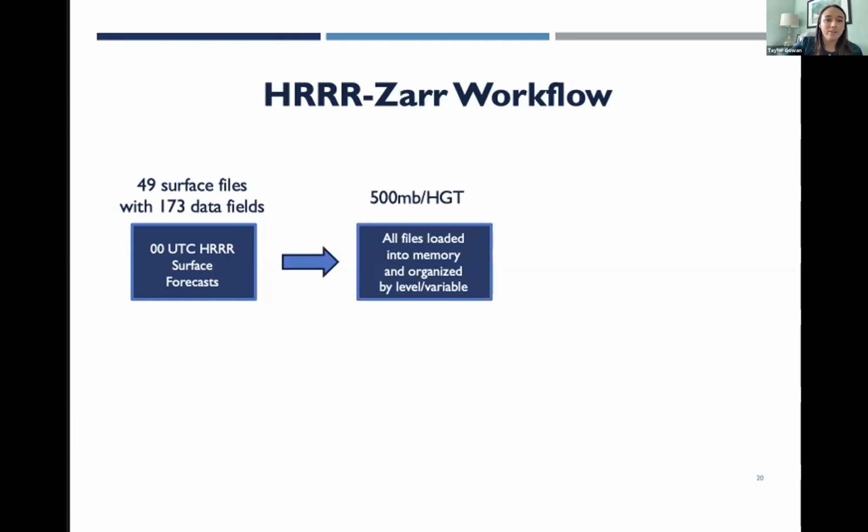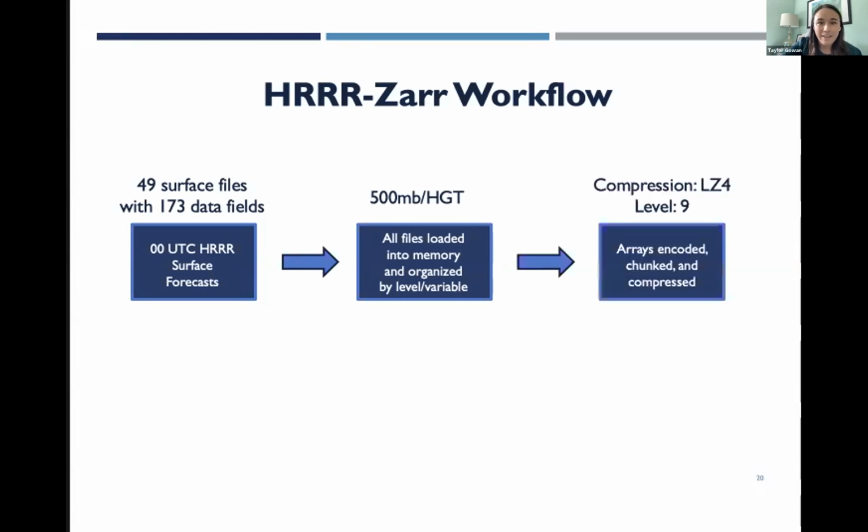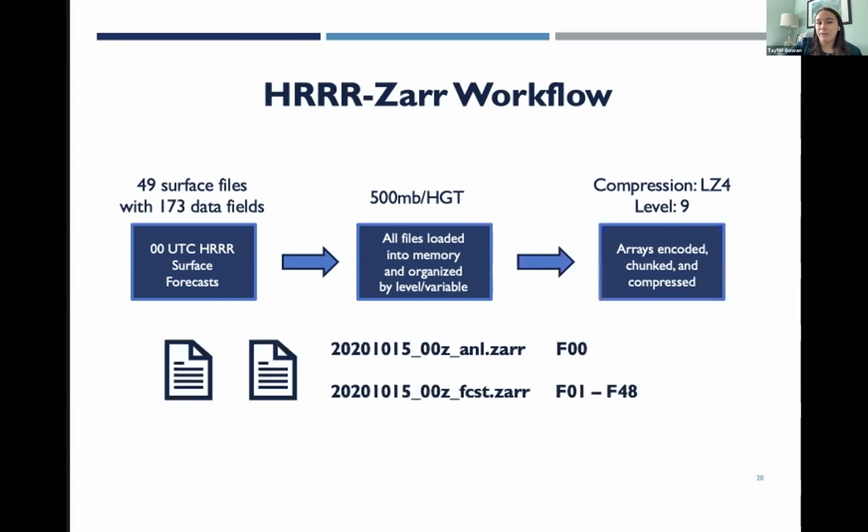and say, once all files are loaded into memory, they are then organized by level and variable. For example, level 500 millibars, and then your variable would be height. And then those files and variables are compressed into chunks. They are encoded using a built-in library called numcodecs, and we use the compression algorithm LZ4 with the compression level 9. And your output will then be 2 Zarr files.